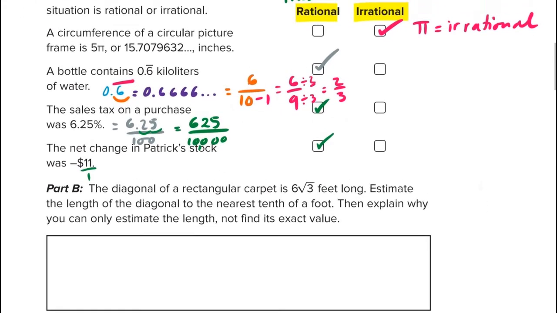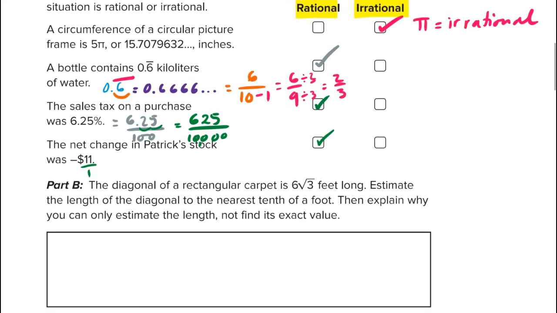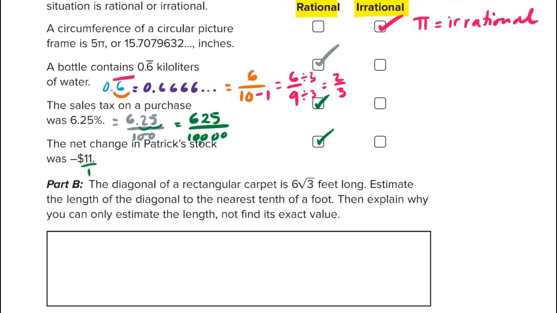Now we're going to look at part B. The diagonal of a rectangular carpet is 6 square root of 3 feet long. Estimate the length of the diagonal to the nearest tenth of a foot. Then explain why you can only estimate the length, not find its exact value. First of all, 6 square root of 3, which means I can use the calculator. 6 square root of 3 will give me 10.39230485, and this keeps going forever.